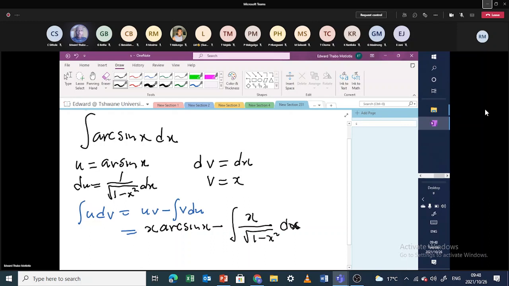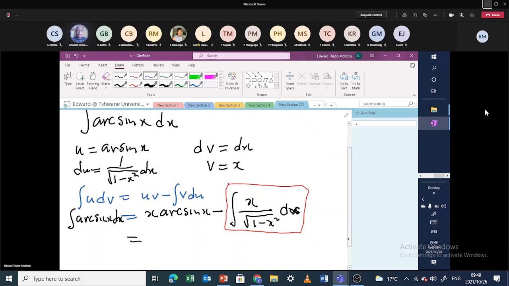Dx, let's just put dx, the equivalent. So here we can write the given integral, arc sine x dx. This is equivalent to, now we have to integrate this integral here. Let me just highlight this one. So to integrate that integral, what do we need?